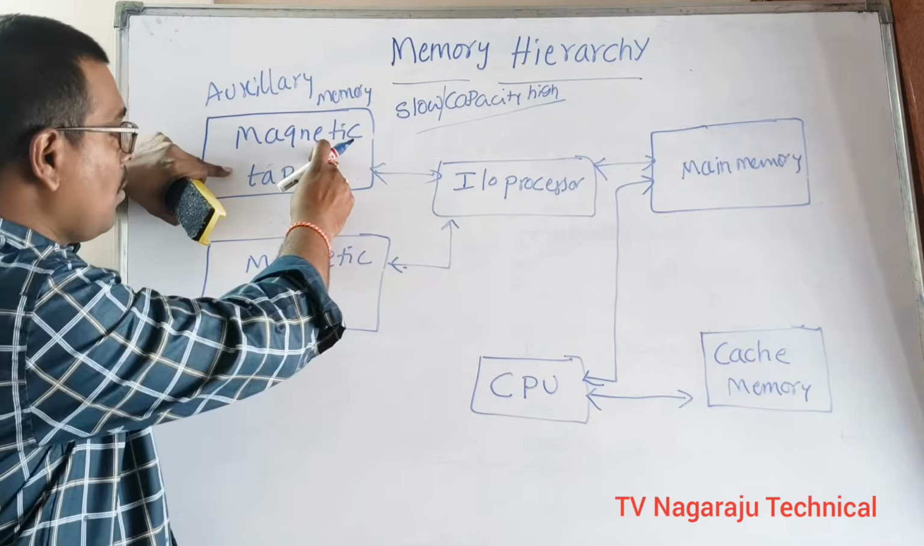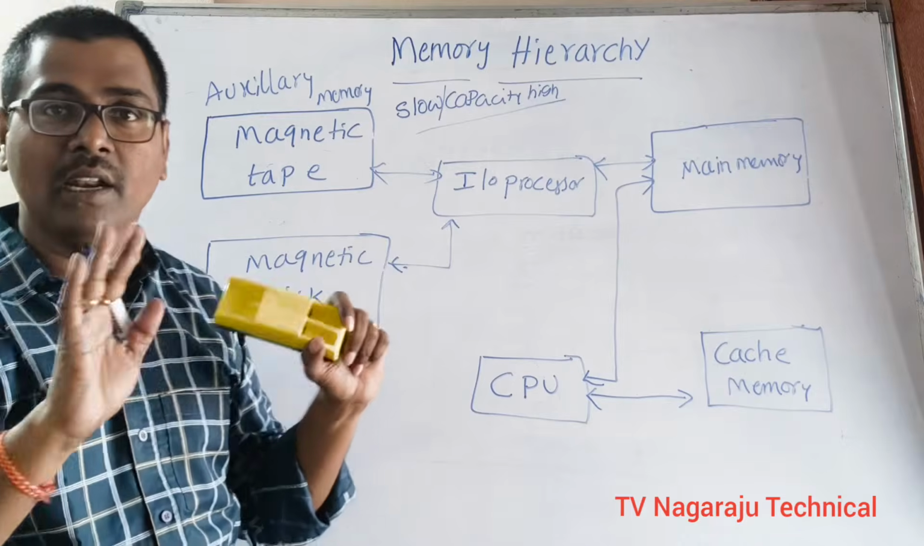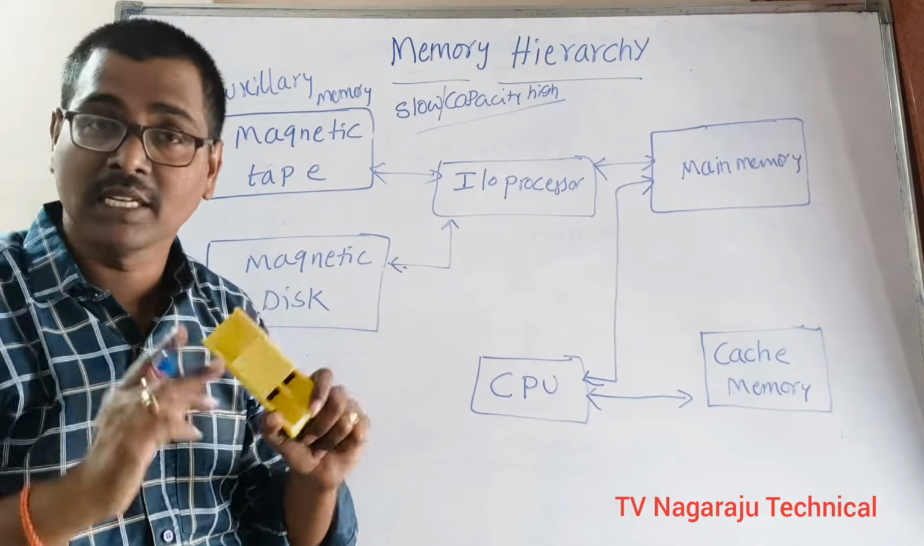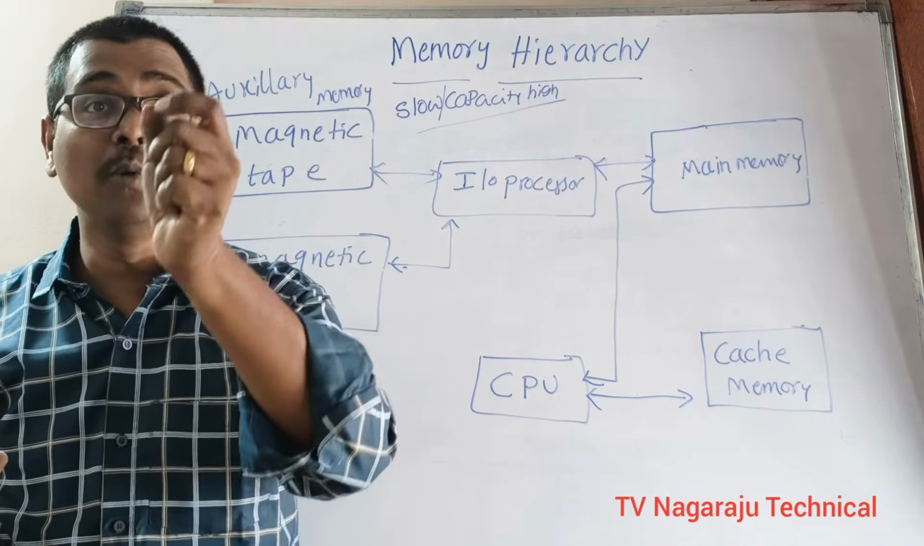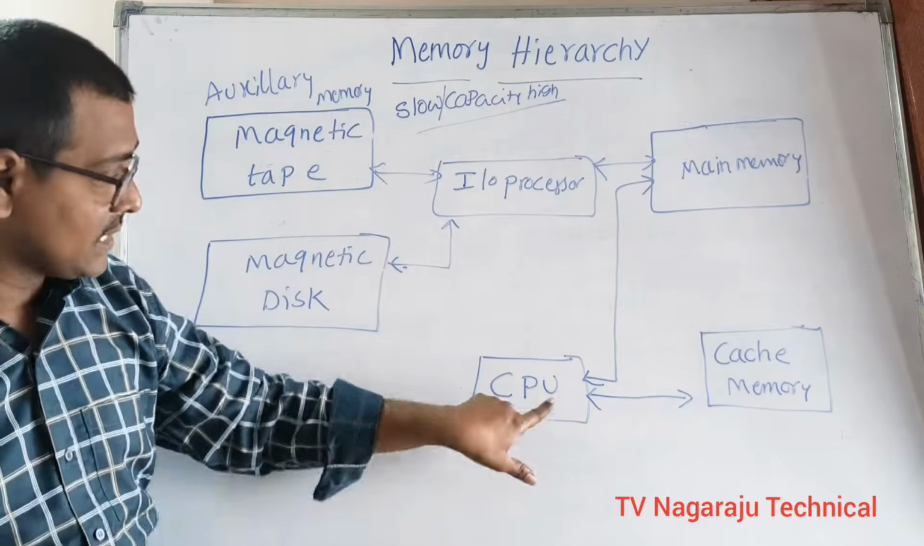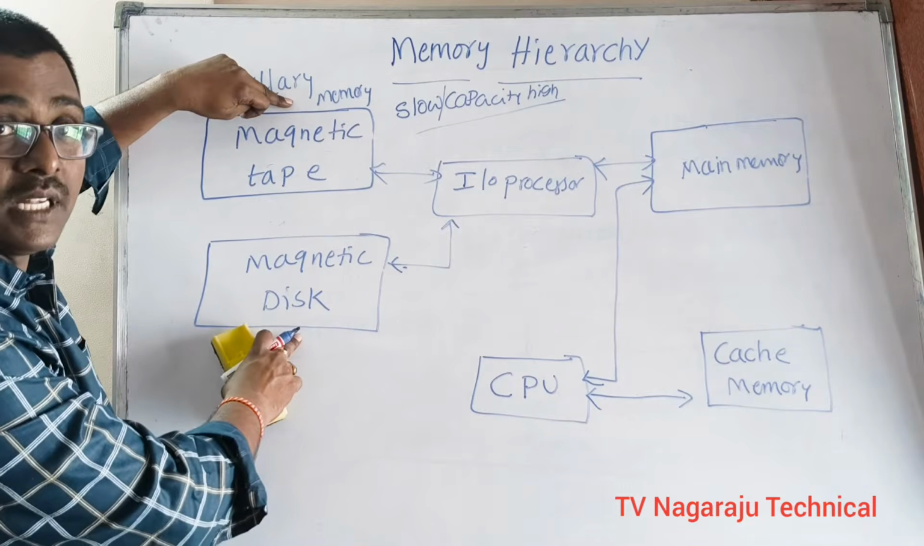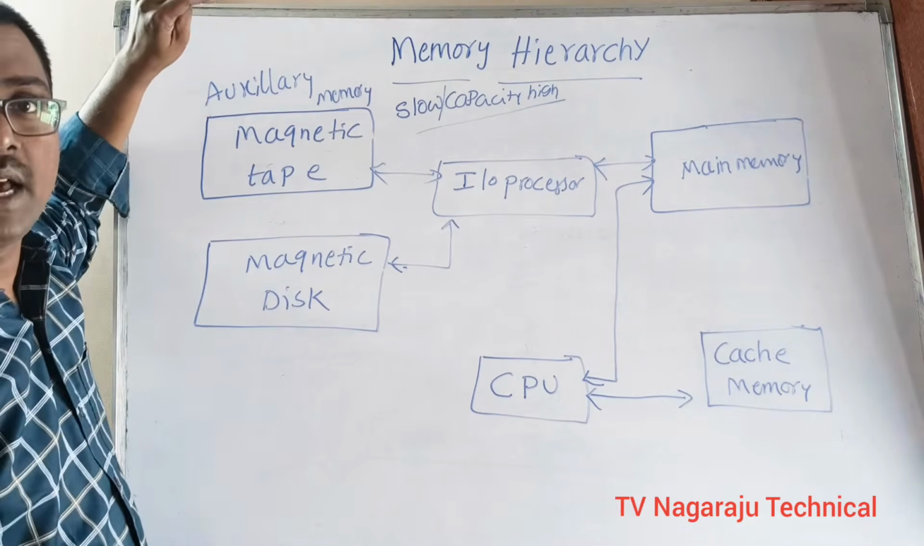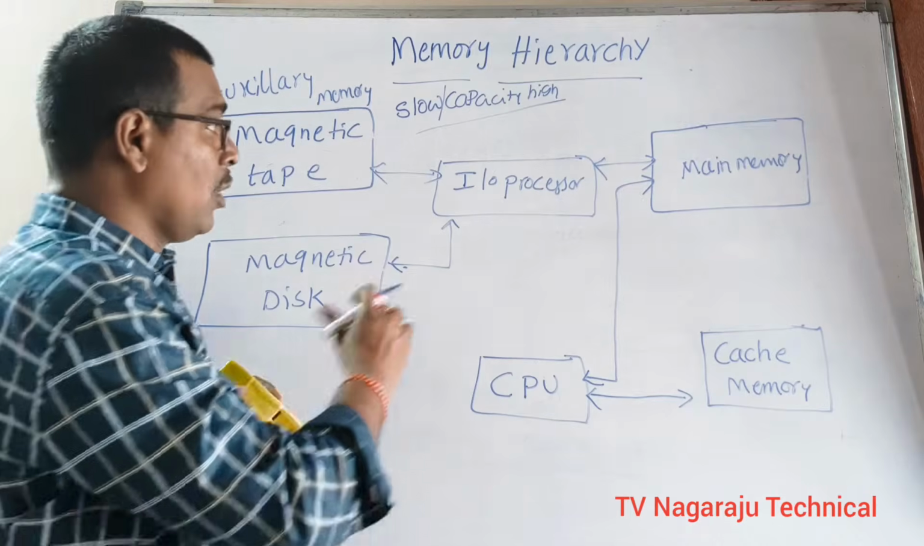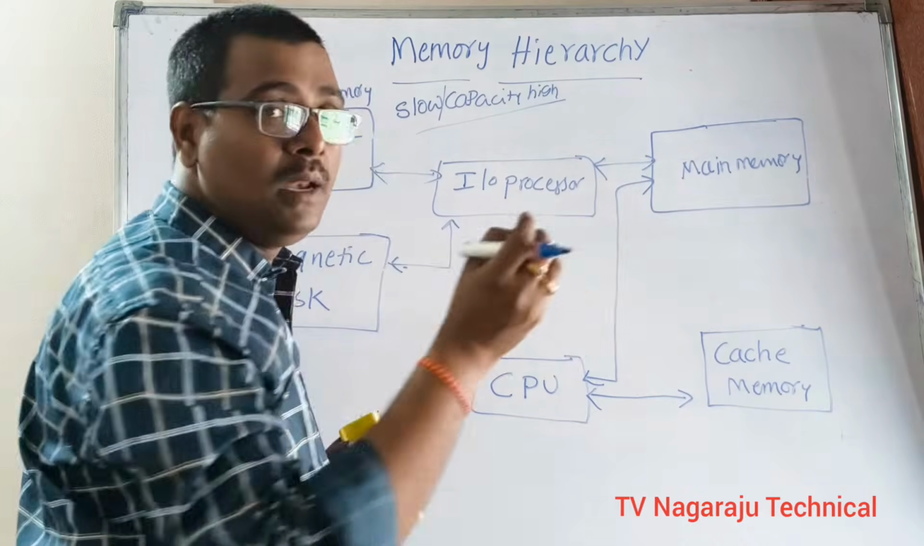CPU does not communicate directly with the secondary devices. We already discussed the concept of input-output interface. CPU does not connect with the external devices. Through some interface only they are connected. Clear? Okay. Now, the next one is the main memory.